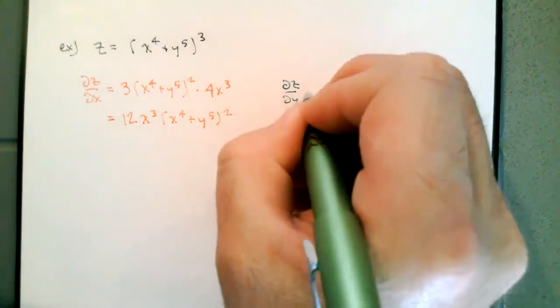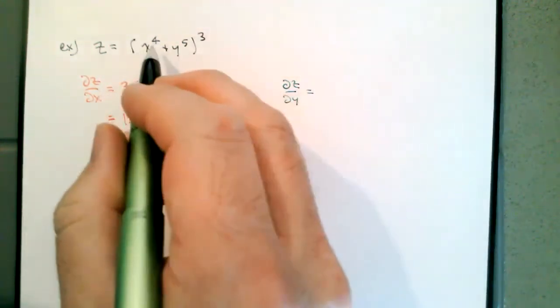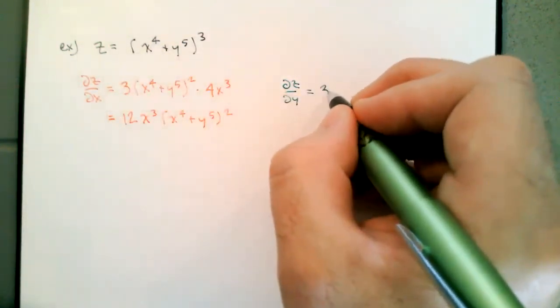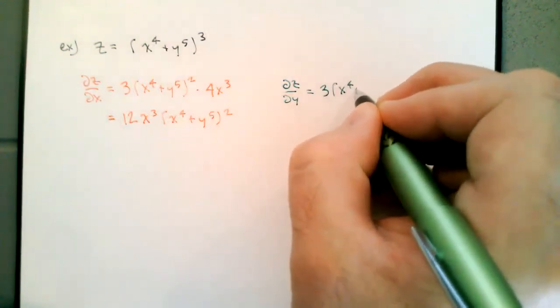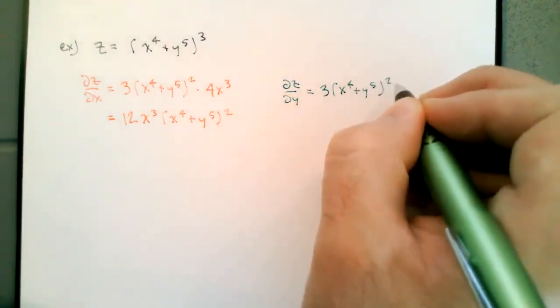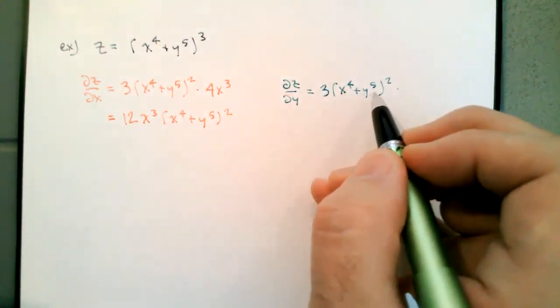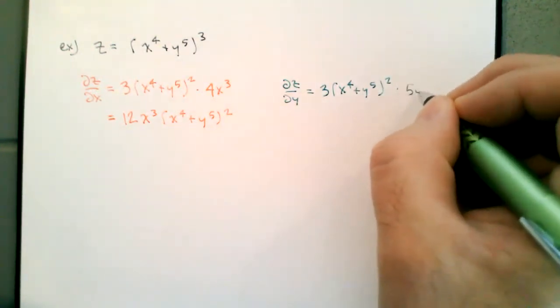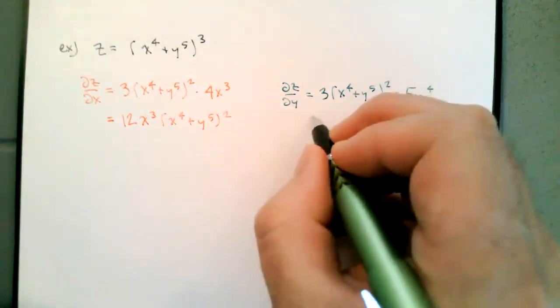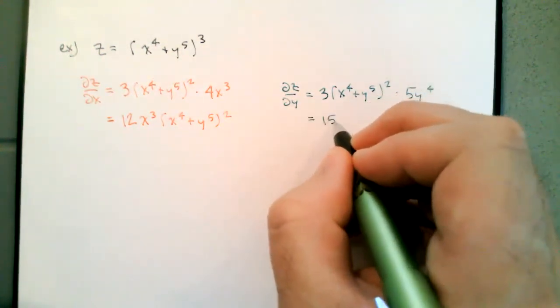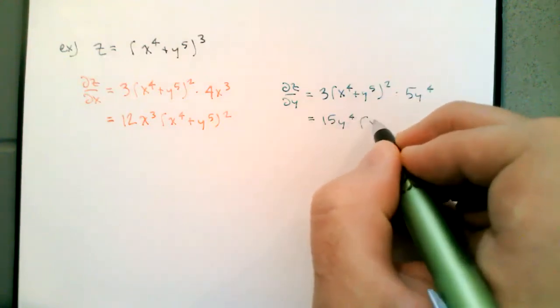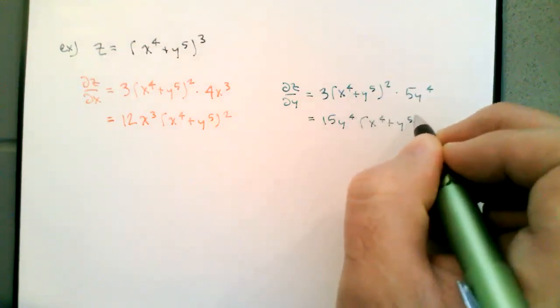So the partial derivative of z with respect to y, we'll take the derivative of the outside with respect to the inside. So 3 times x to the fourth plus y to the fifth squared. But the derivative of the inside in this case is with respect to y, so 5y to the fourth, which we would probably simplify as 15y to the fourth times x to the fourth plus y to the fifth squared.